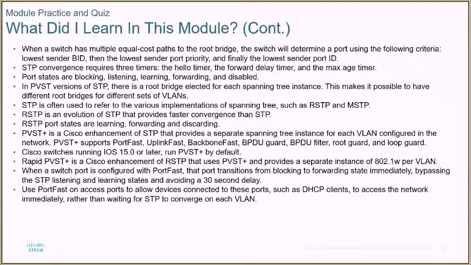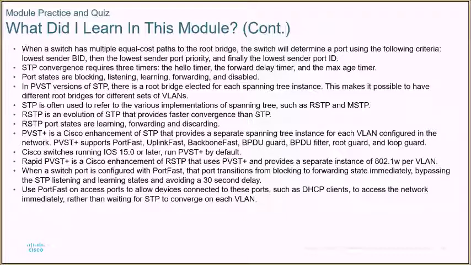PVST is a Cisco enhancement of STP that provides a separate spanning tree instance for each VLAN configured in the network. It supports PortFast, UplinkFast, BackboneFast, BPDU guard, BPDU filter, root guard, and loop guard. Cisco switches running IOS 15 or later run PVST+ by default. Rapid PVST+ is a Cisco enhancement of RSTP, and so basically combines PVST with RSTP. And of course, it's one per VLAN.